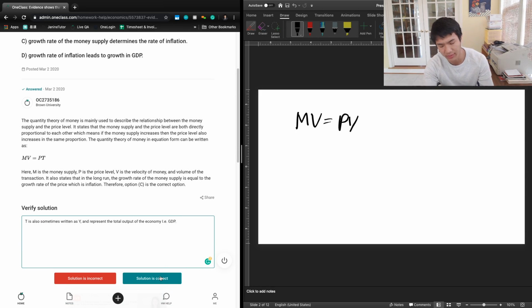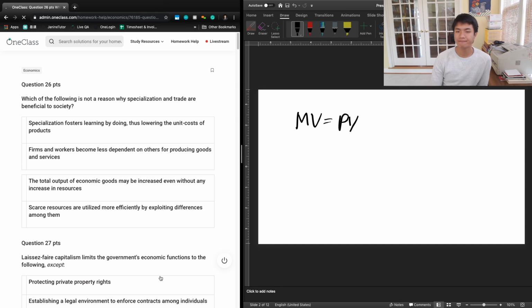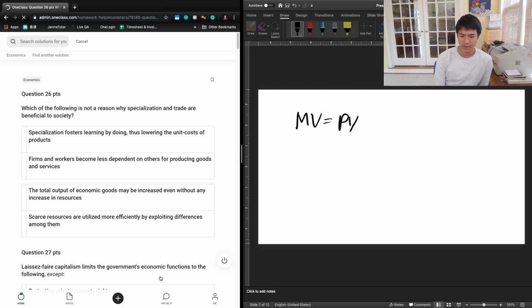Otherwise, the rest of the answer is correct, and so we'll mark that as correct, and we can move on. Okay. So the next question says, which of the following is not a reason why specialization and trade are beneficial to society?